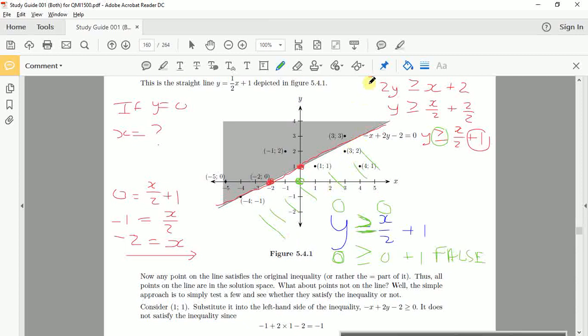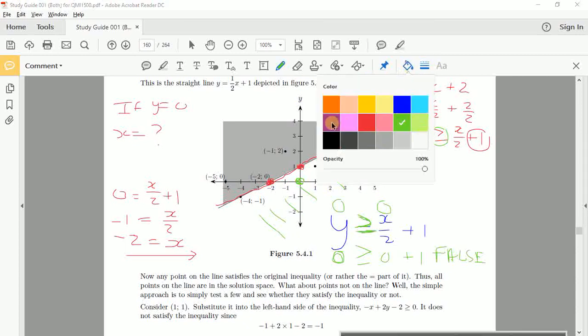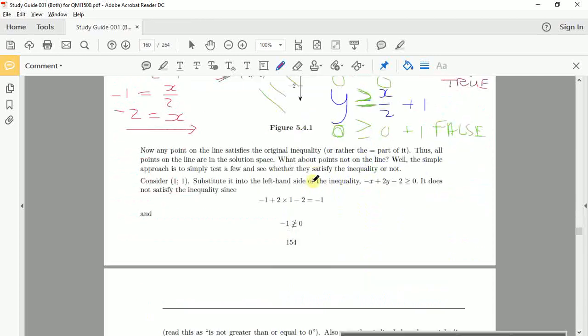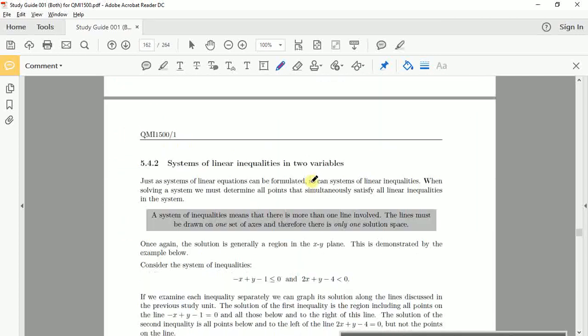Then let's test something on the other side. I'm going to test any point on this side. What are the coordinates of that point? 0 and 3. So let's put 0 and 3 into here. So 3 greater than or equal to 0 over 2 plus 1. 0 over 2 is 0, 0 plus 1 is 1. Is 3 bigger than 1? Yes, that's true. So that's why I can have this on that side. Alright, and then that's that.